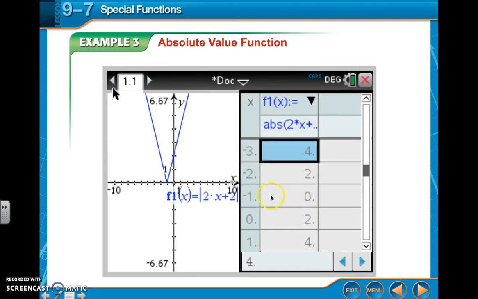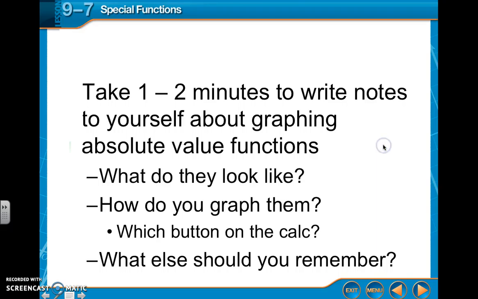That's your minimum, but we can do menu, analyze graph to get the minimum. So that's always an option too, so that we know where that point is. And so you would just plot all the points you can fit. Remember, you can scroll up and down in this table. So plot all the points you can fit and graph it.